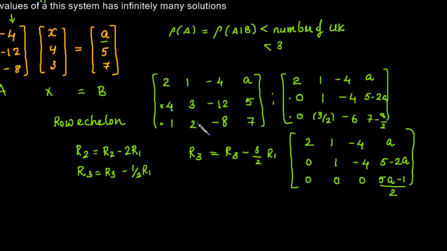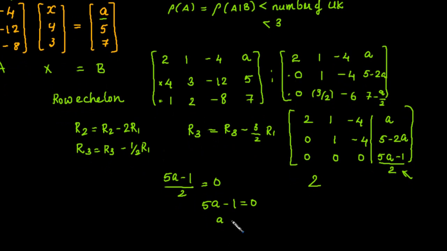Now for the system of equations to have infinitely many solutions, we have already found the criteria. We should have rank of A equal to rank of the augmented matrix, which should be less than the number of unknowns. Surely the rank of A here is 2, because this is the matrix A and the rank is the number of non-zero rows in the row echelon form. Here it is 2. So for a system to have at least a solution, the rank of A should be equal to the rank of the augmented matrix. That means this element here must be 0. So we have 5A minus 1 by 2 equal to 0, that is 5A minus 1 equal to 0, or A equal to 1 by 5.